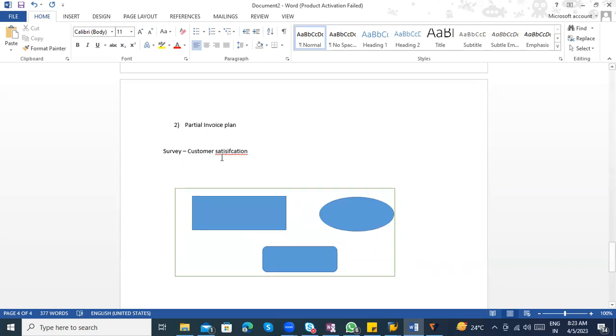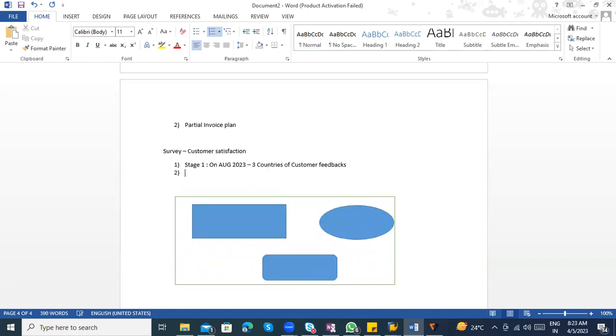Now, out of this customer satisfaction survey, they are going region-wise, covering each and every area. It is divided into stages. Stage one: they agreed that in August 2023 they will submit three countries of customer feedback. Stage two: in October 2023, they are planning to submit nine countries of customer feedback.